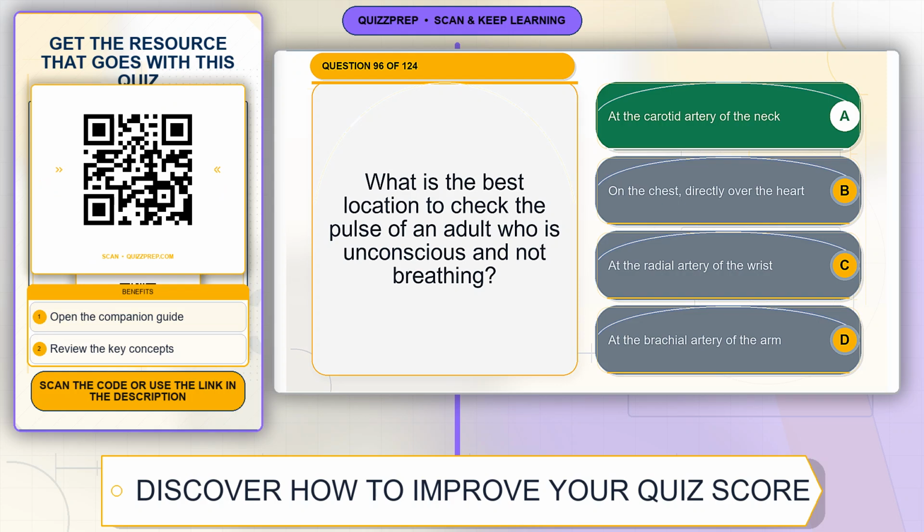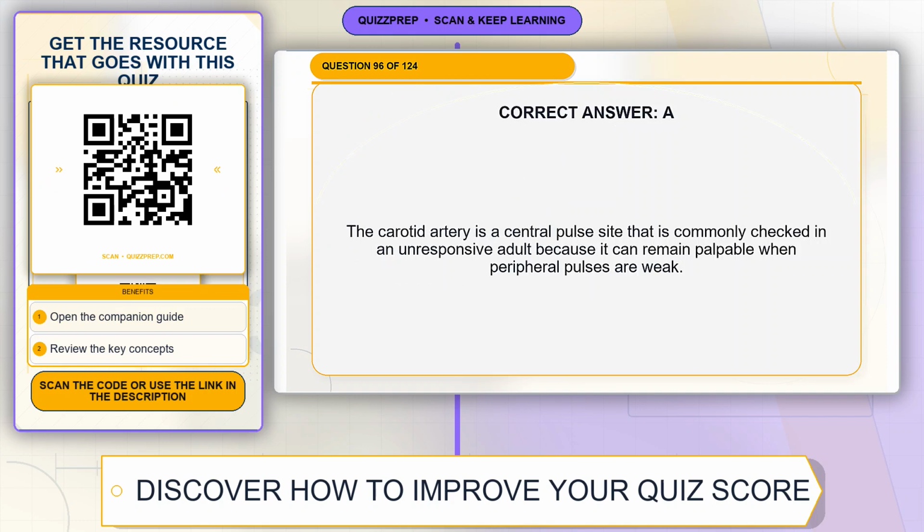The correct answer is option A, at the carotid artery of the neck. Explanation. The carotid artery is a central pulse site that is commonly checked in an unresponsive adult because it can remain palpable when peripheral pulses are weak.